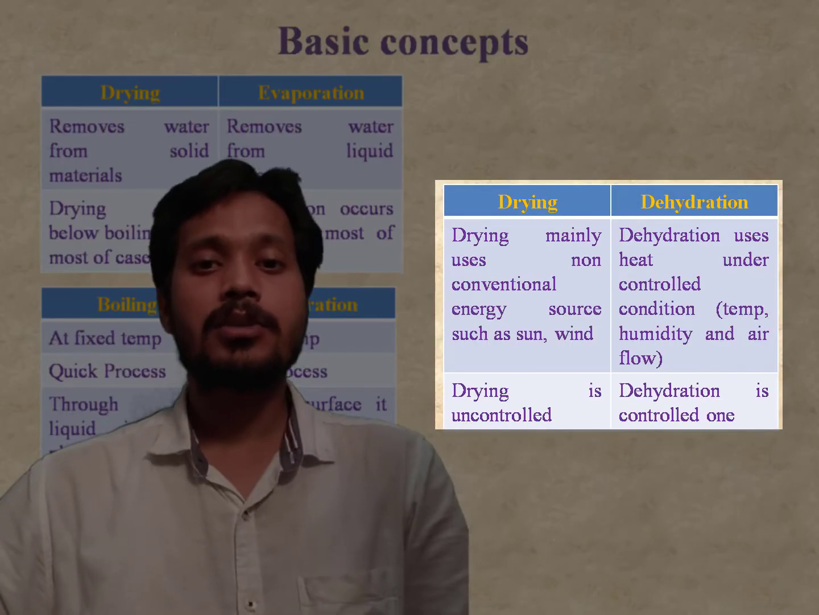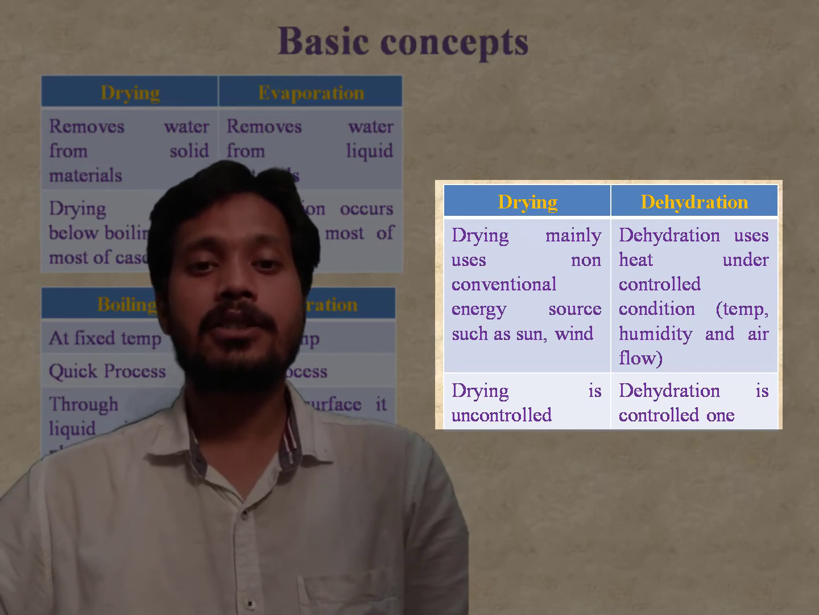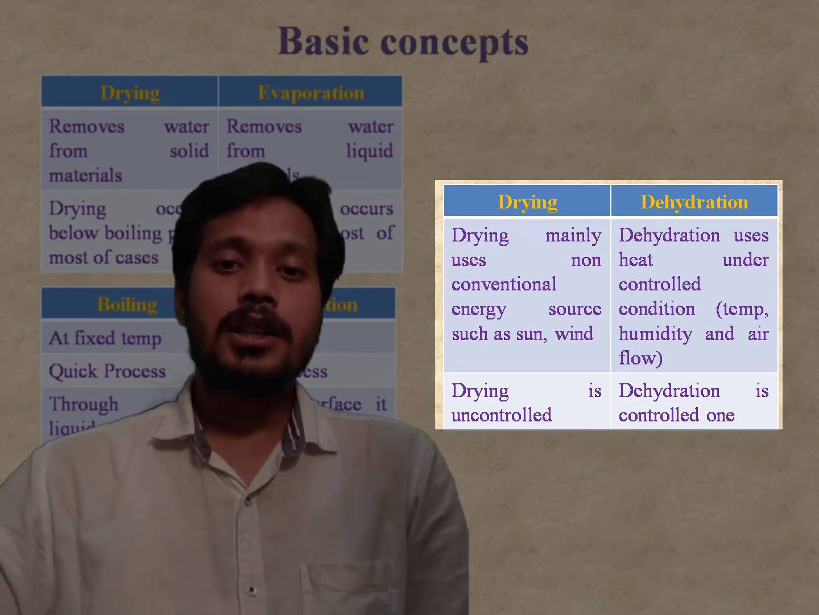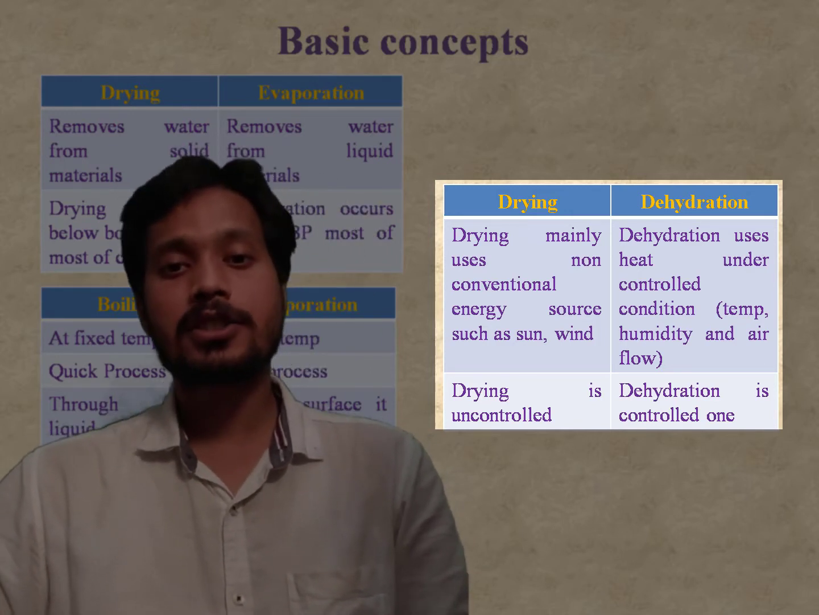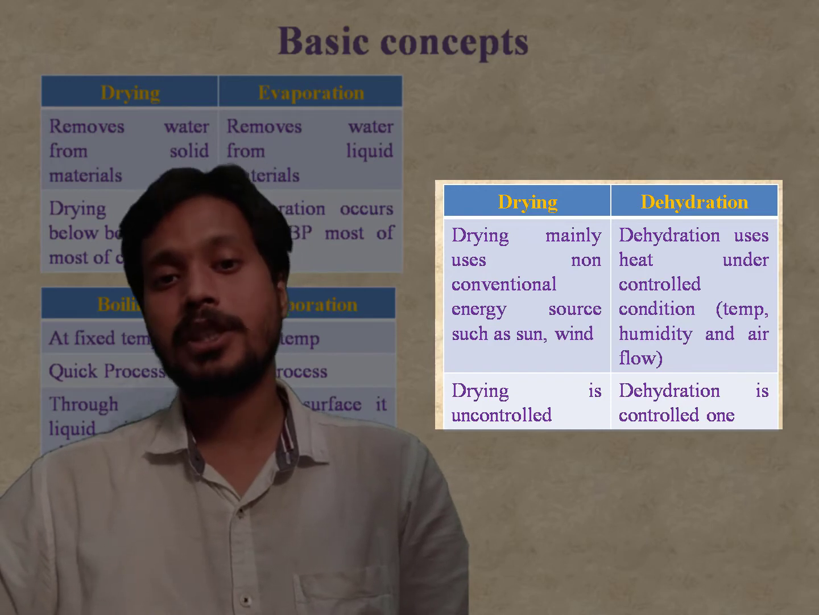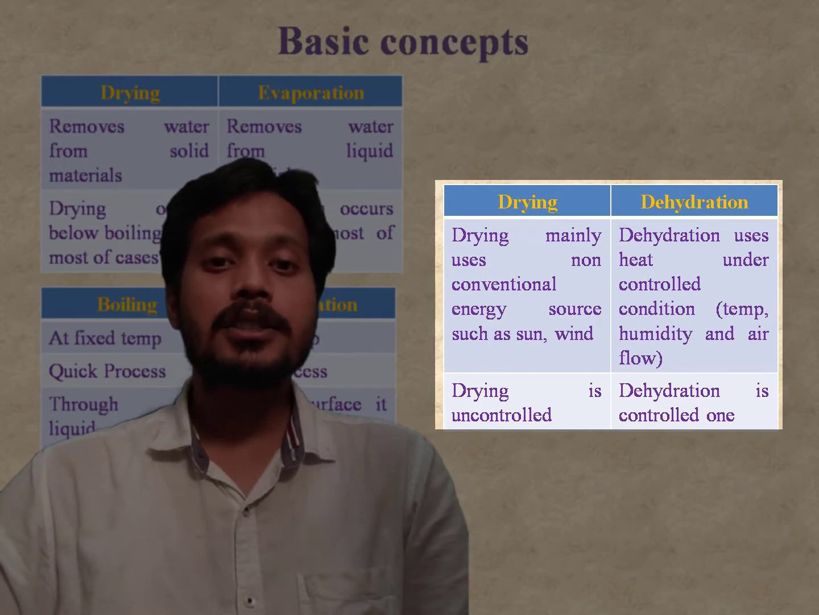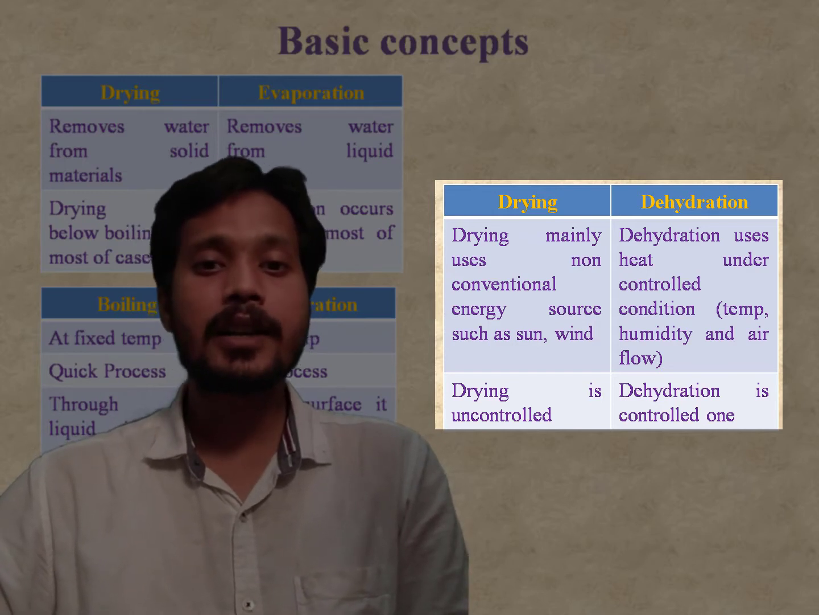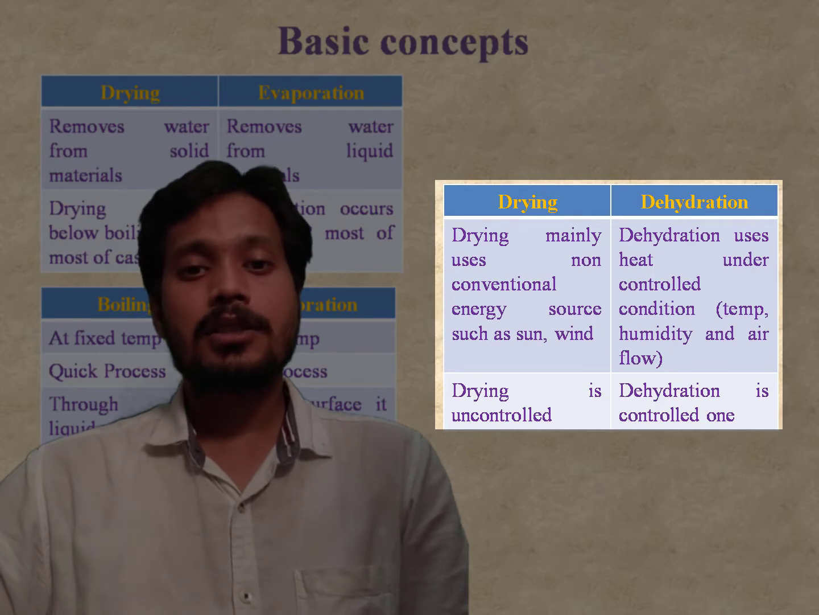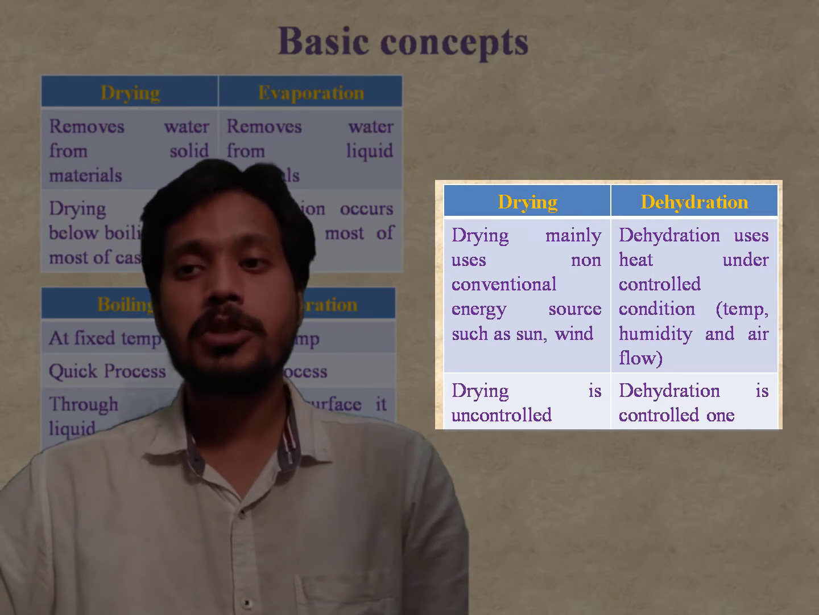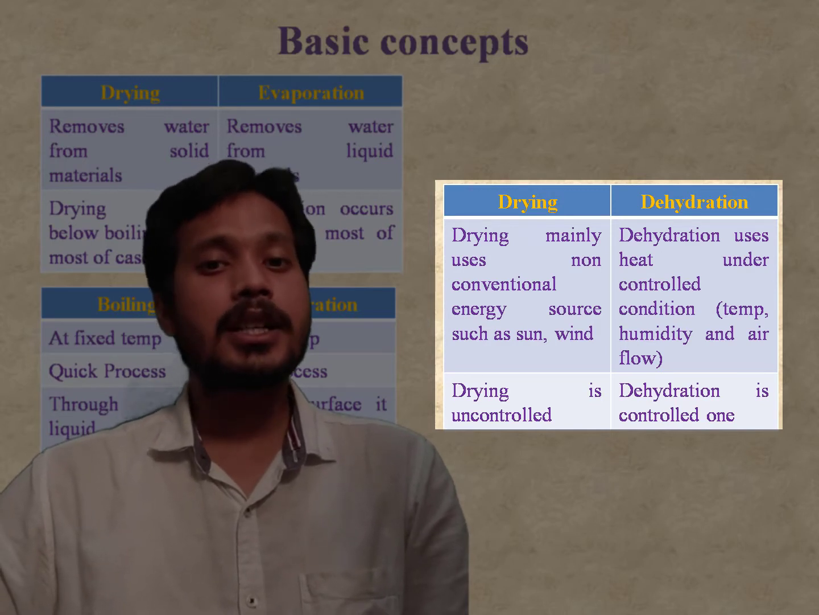Next, you have drying and dehydration. When we talk about drying, it's not at a particular temperature, and the environmental condition we maintain is not fixed. But for dehydration, the environmental condition is fixed, such as relative humidity or temperature. So these are the environmental conditions.